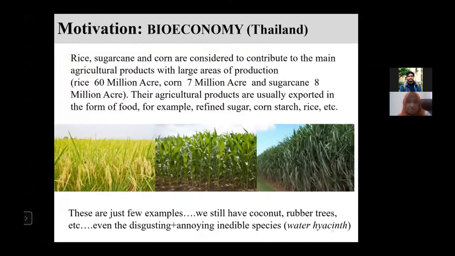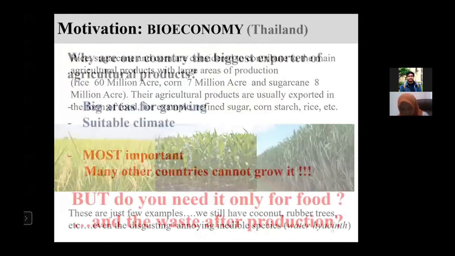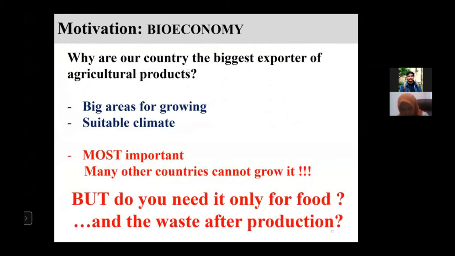So we have rice, we have the corn, we have the sugar cane. And then we produce a lot of product out of that. We produce rice, we produce a straw from corn, and we produce sugar from sugar cane. And then, what is actually left afterward?